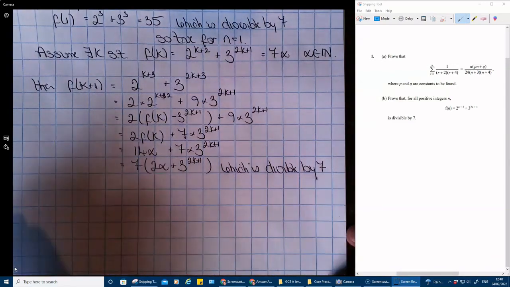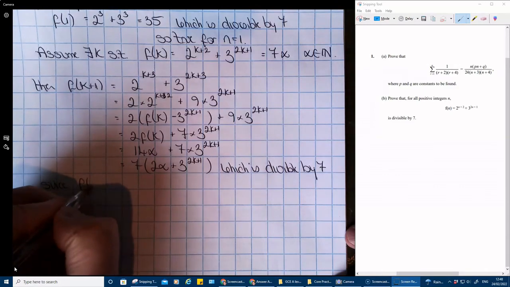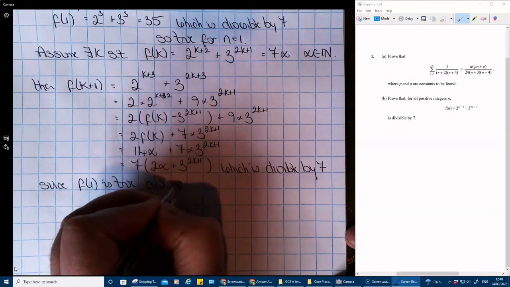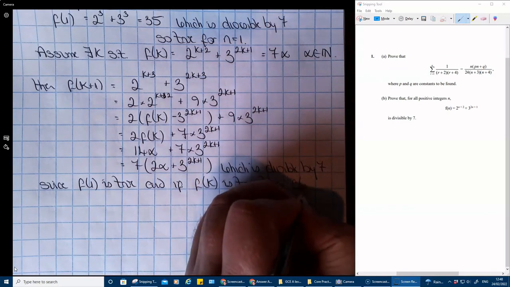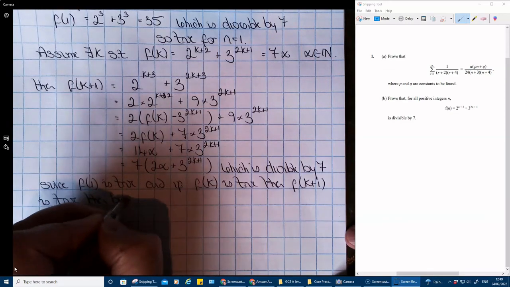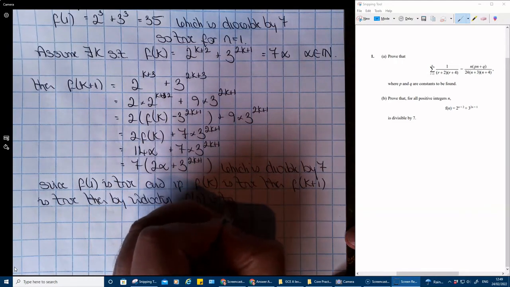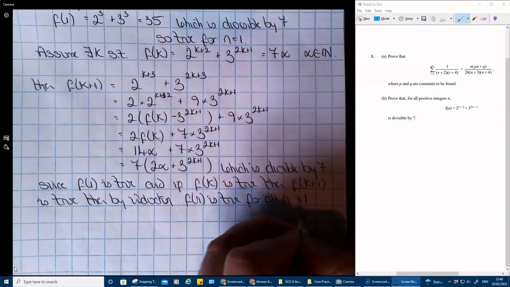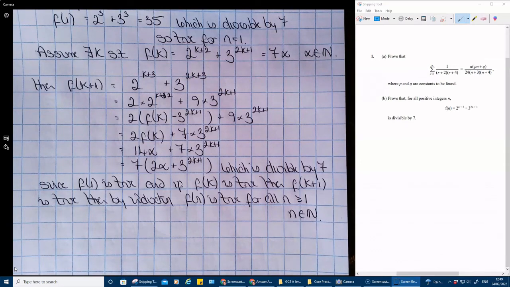And then at the end you need to conclude in a statement: since f of 1 is true, and if f of k is true, then f of k plus 1 is true, then by induction f of n is true for all n greater than or equal to 1, and n is a natural number, or n is an integer. Integer or natural number doesn't matter at that point.